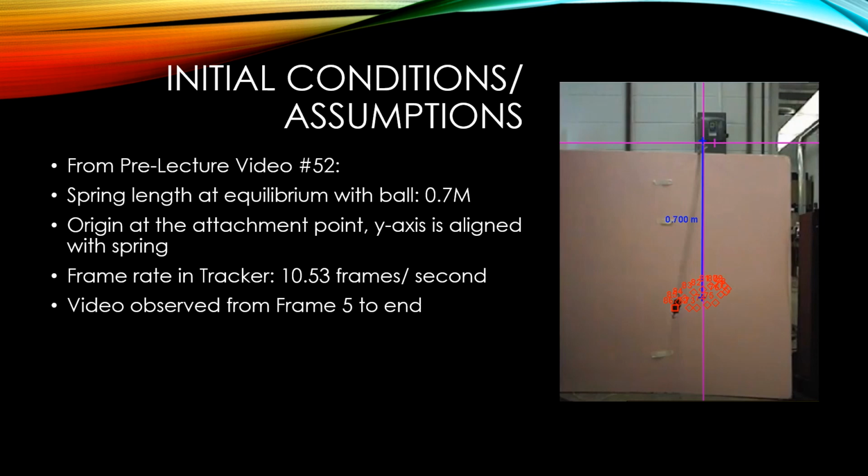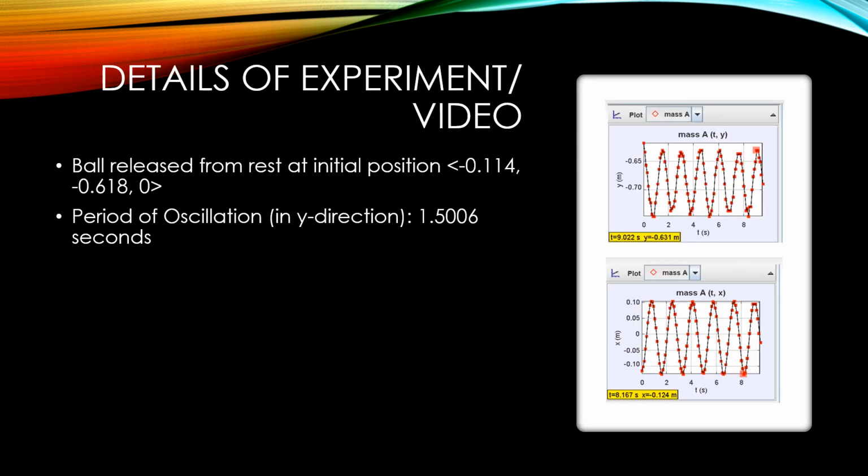So our initial conditions and assumptions from pre-lecture video number 52: the spring length at equilibrium with a ball is 0.7 meters, the origin is at the attachment point, the y-axis is aligned with the spring, the frame rate in Tracker is 10.53 frames per second, and the video is observed from frame 5 until the end. The details of the experiment: the ball is released from rest at the initial position -0.114, -0.618 meters, and the period of oscillation in the y direction was 1.5006 seconds, and you can see it in the graph to the right.